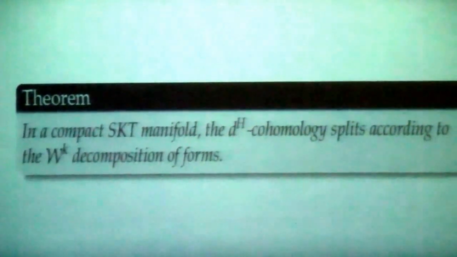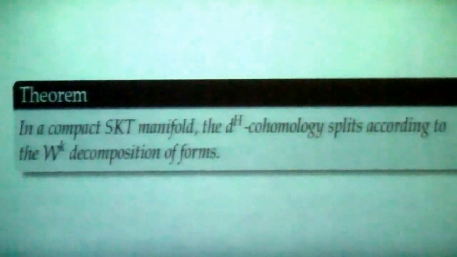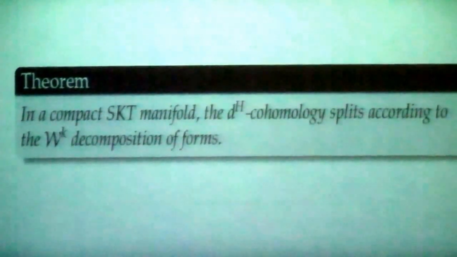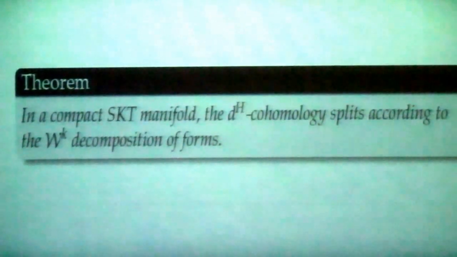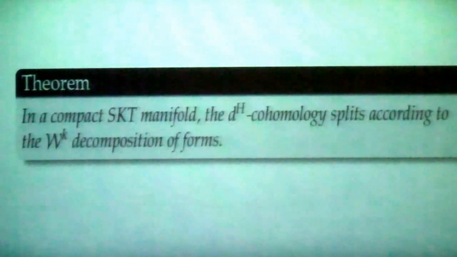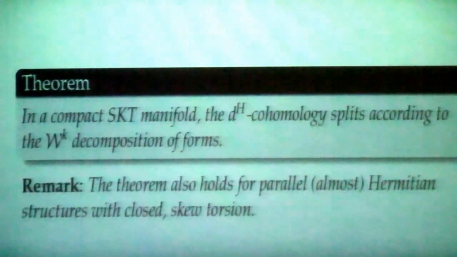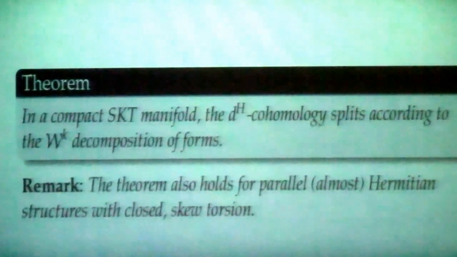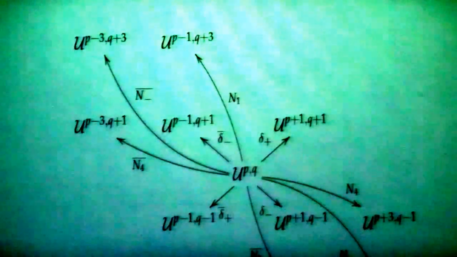Now, the theorem here is that if you have a compact SKT manifold, the d^H cohomology splits according to the decomposition into diagonals. The W^k were the diagonals I had earlier. So in a compact SKT manifold, this decomposition of forms actually gives you the decomposition of cohomology as well. And this theorem is actually true also for parallel Hermitian structures with closed torsion. I'll make a remark about this later. But let's just prove the theorem. It's a very intricate proof. Fasten your seatbelts.